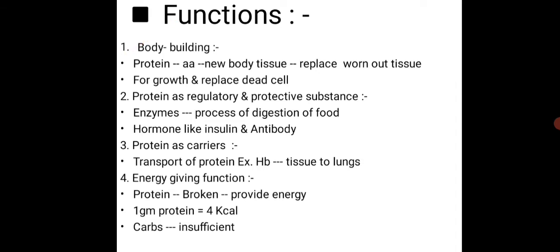Then the function of these proteins. So protein is for body building. Protein contains amino acids for new body tissue, to replace worn out tissue. For growth and replacement of dead cells, for cell division, for body building, means for making a cell we require protein. For making the structure of cells in our body we require protein. To replace or make a new cell, our body requires protein. When we are talking about growth, then cell division is required.